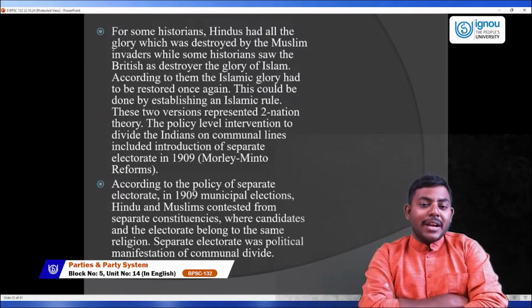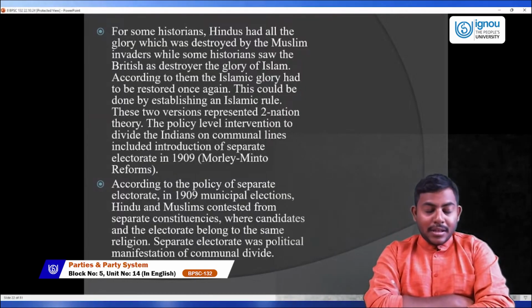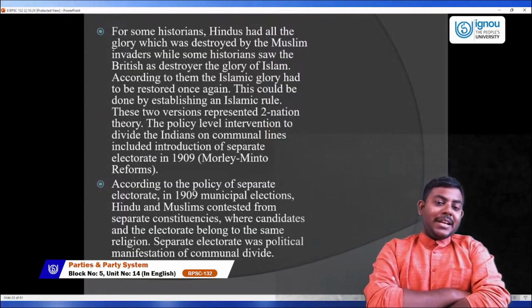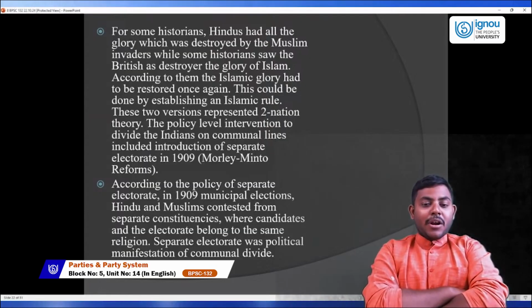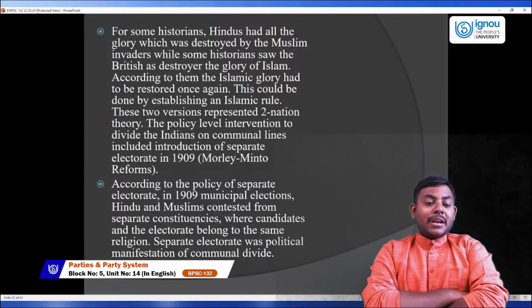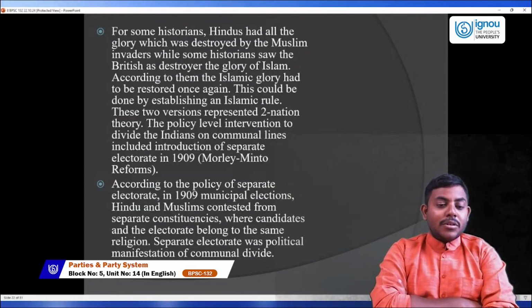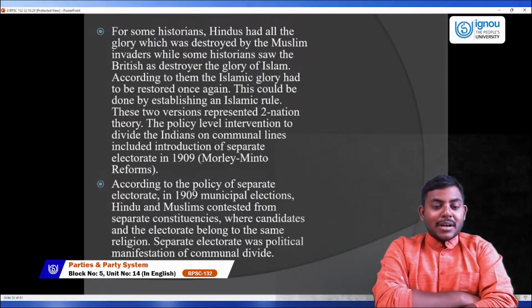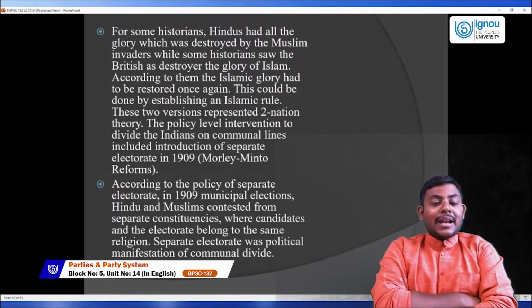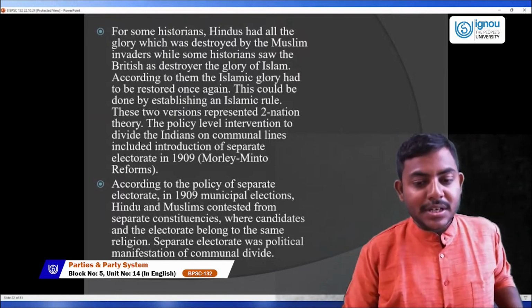So, the policy level intervention to divide the Indians on communal lines included the introduction of separate electorates through the Indian Councils Act of 1909, also called the Morley-Minto reforms. According to this policy of separate electorates, in the 1909 municipal elections, Hindus and Muslims contested from separate constituencies, where candidates and the electorate belonged to the same religion. Separate electorate was the political manifestation of communal divide.